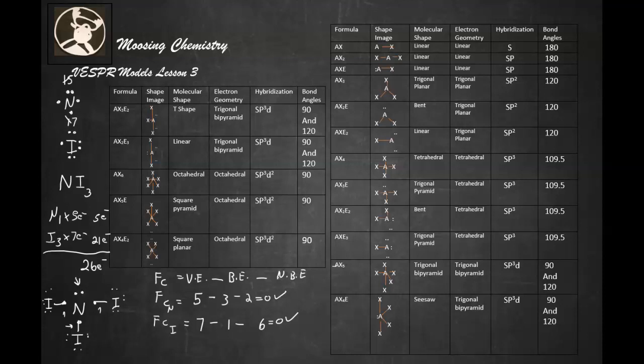Well, let's look at the structure. We have A for nitrogen, X, X, X, and we have at least 1 unshared pair. This would make this AX3E. So if you look at our chart up here, AX3E is a trigonal pyramid structure.